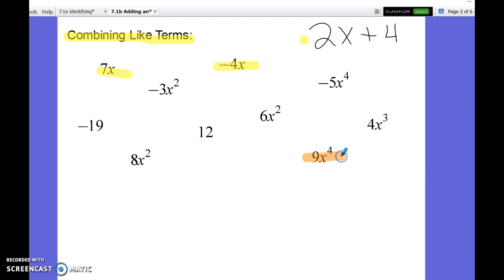Here is 9x to the fourth. Well, we're looking for that same variable x and an exponent of 4. So negative 5x to the fourth would be the like term. Okay, go ahead, pause the video and try matching up the rest of these.